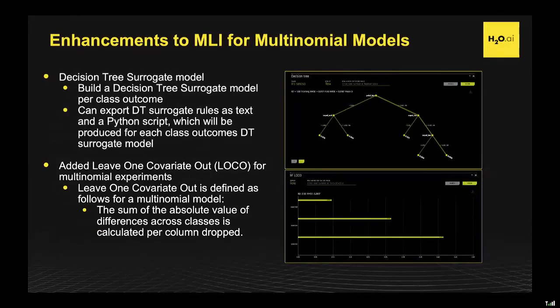So enhancements to MLI for multinomial models. One of the things that we want to do is we want to be able to do MLI for not just regressions, not just binary classifiers. We want to be able to deal with multi-class problems. And then we're continuing to build out our leave one covariate out, right? I think LOCO models, having access to LOCO is also quite valuable.